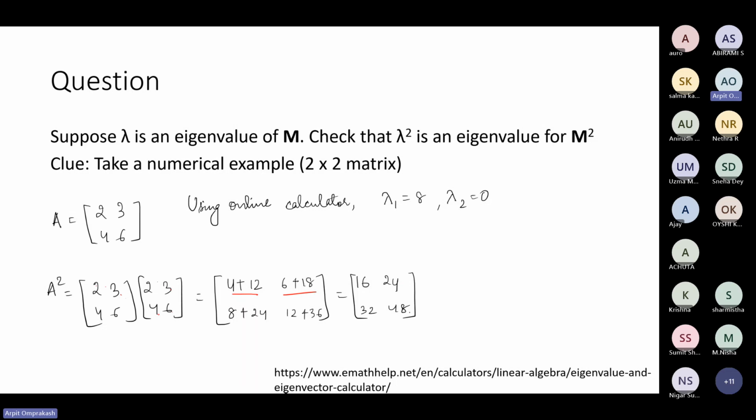Now using the same online calculator, if we calculate the eigenvalues for this matrix, we get 64 and 0. Now we see that 64 is 8 square and 0 is 0 square. So we can confirm that if lambda is the eigenvalue of a matrix M, then lambda square will be the eigenvalue of the matrix M square. Is that clear?